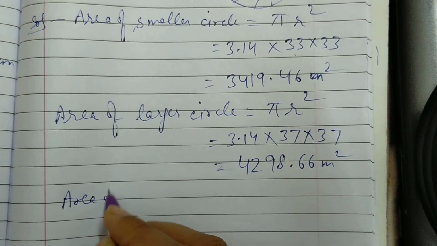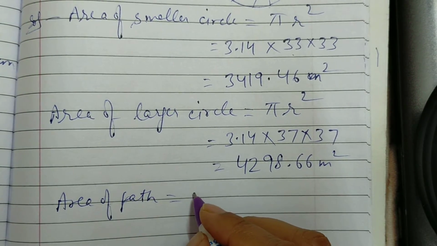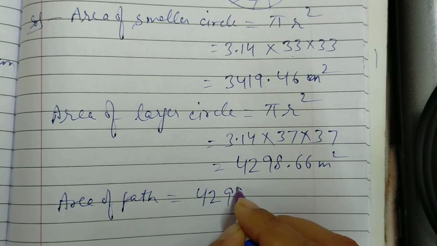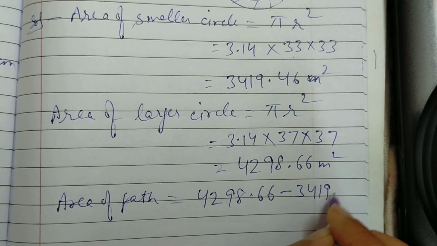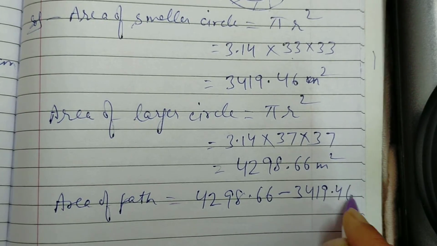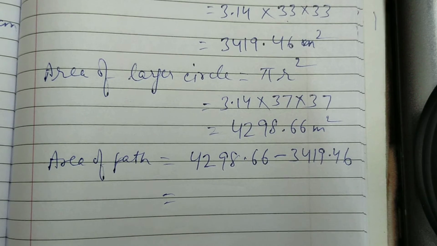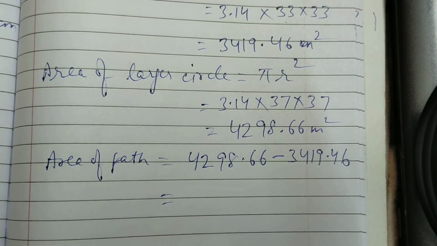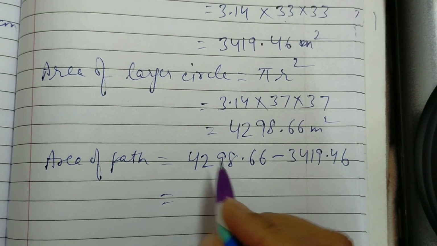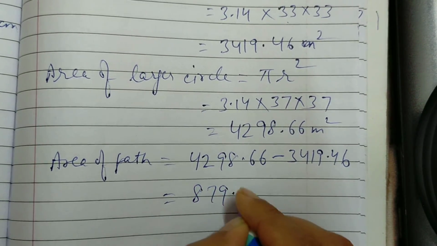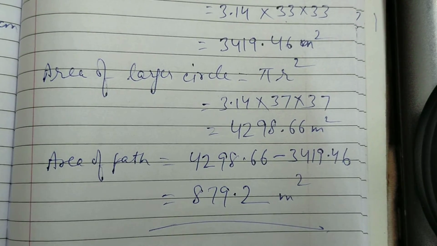So we know the area of the larger circle and the smaller one, and we have to find the area of the path. If we subtract both, then we will get the area of the path. 4298.66 minus 3419.46. We have to subtract these values and we will get the answer. And the answer is 879.2 meter square. This is the area of the path.